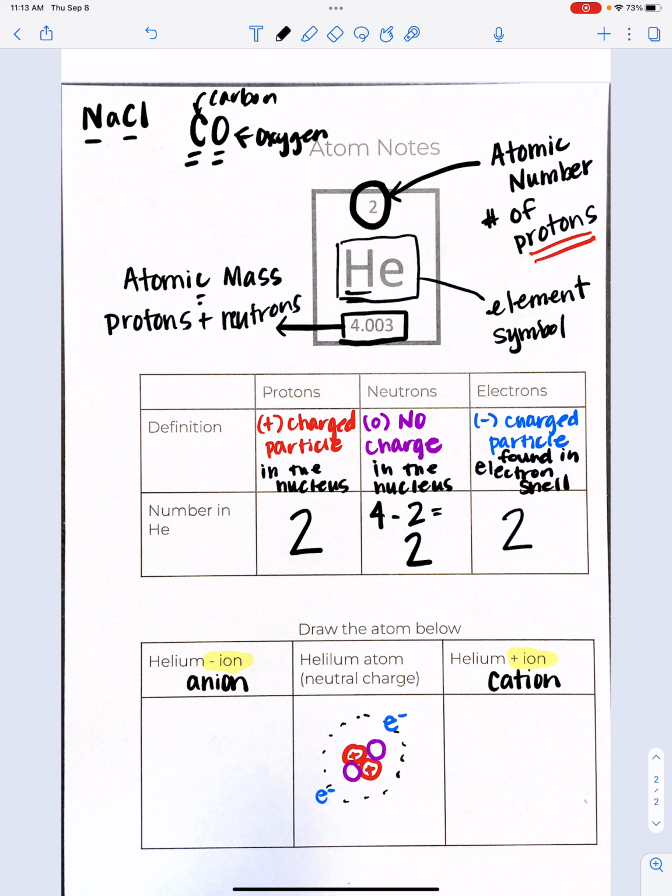So I want you to pause and think. Remember that if you're going to change the charge of an atom, for it to stay helium, you can't change the number of protons. So the protons have to stay the same. How would you make it negatively charged? Draw it out. And how would you make it positively charged? Draw that out and then come back and check your answers.